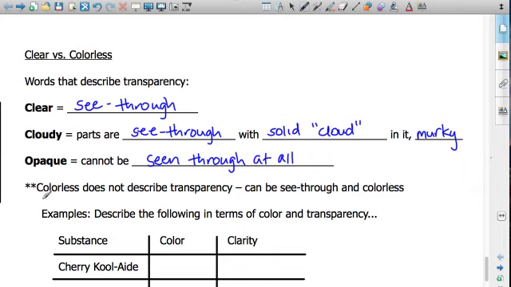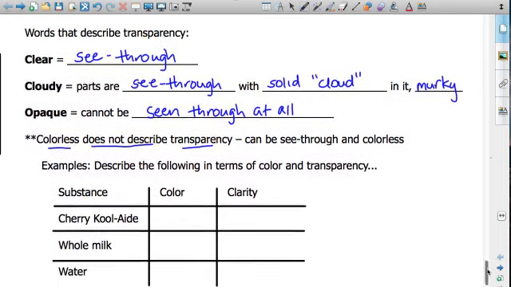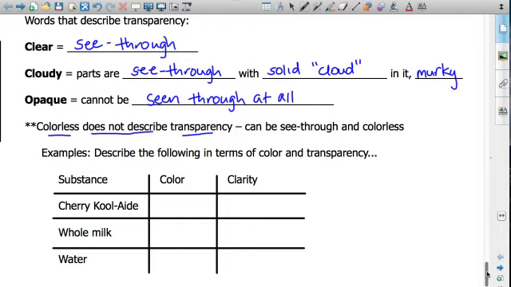Okay, so it's really important. Colorless doesn't describe transparency. Colorless says the color. Clear means something to do with the transparency. So something could be see-through and colorless. For example, water. Water, you can see through it, so it's clear. Water doesn't have a color to it. It's colorless. I want you to take 30 seconds or so and write down the color and the clarity for each of the 3 examples here.